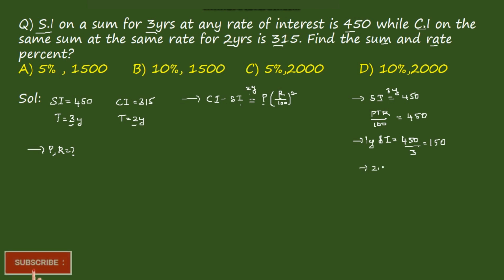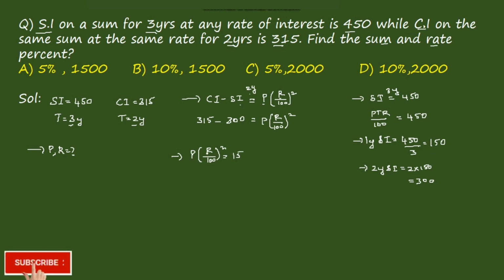Then we have to find for 2 years. Simple interest is equal to 2 into 150, which is 300. So simple interest for 2 years is 300. But compound interest for 2 years is given as 315, right? So the subtraction is P into (R by 100) whole square. So we get the value of P into (R by 100) whole square is 15, right?